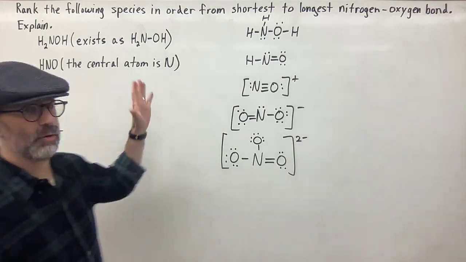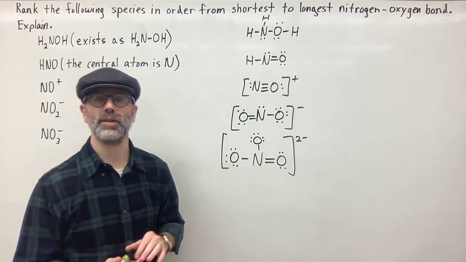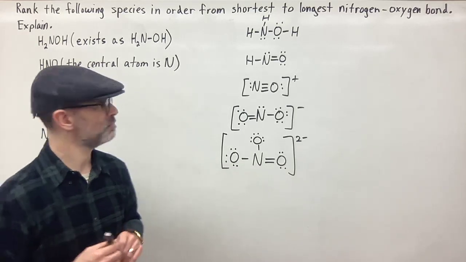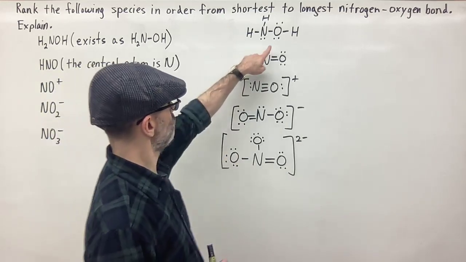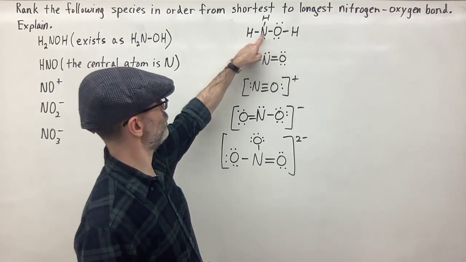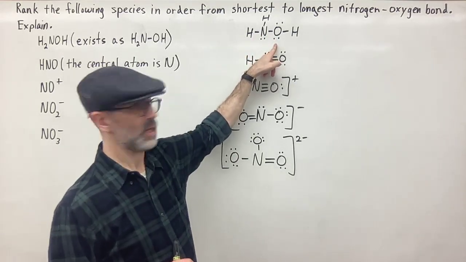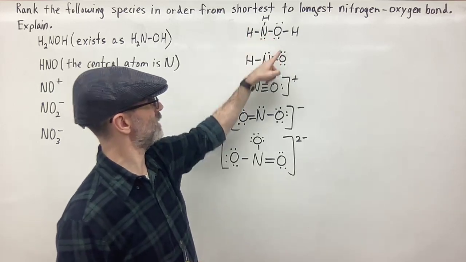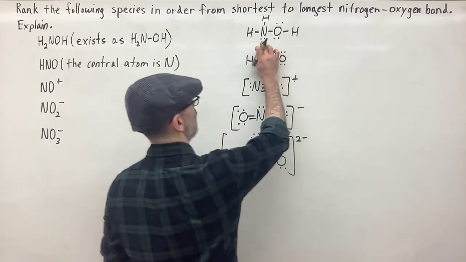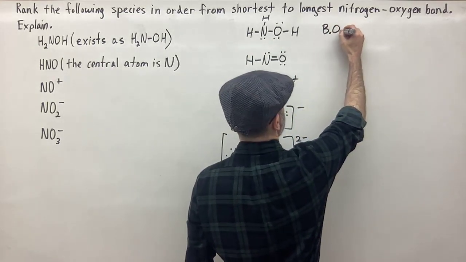Okay, so now that we have the Lewis dot structures, we can determine what the bond order is between the nitrogen and oxygen. Here, you'll notice that there's a single bond between N and O. There's no resonance possible. This can't change. We don't have any double bonds that can move around. So here the bond order between nitrogen and oxygen is 1.